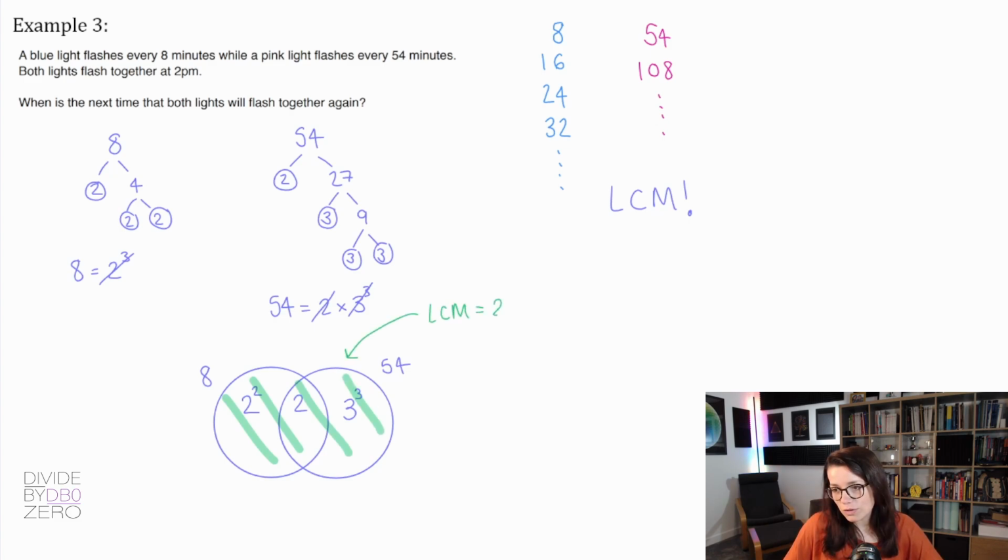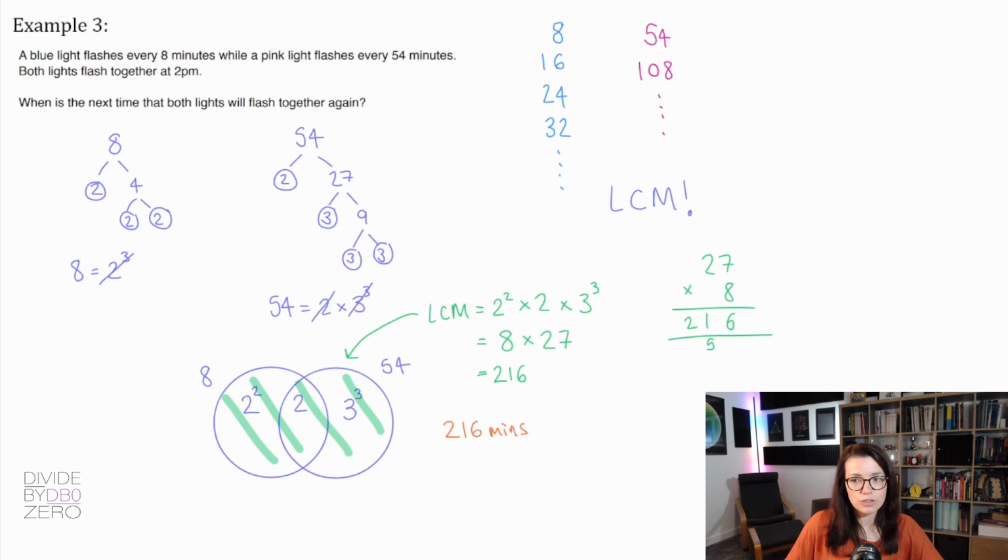LCM equals 2 squared times 2 times 3 cubed. 2 squared times 2 is 8. 3 cubed is 27. Working that out gives us 216. So the answer is going to be 216 minutes.